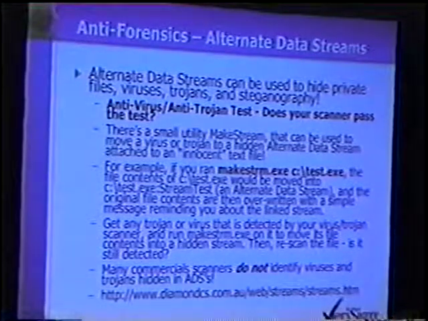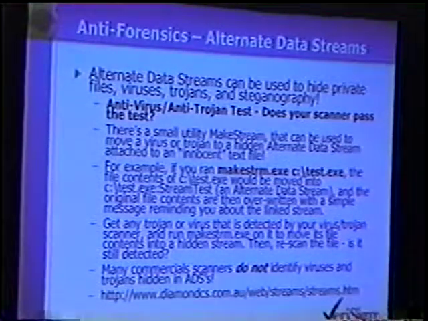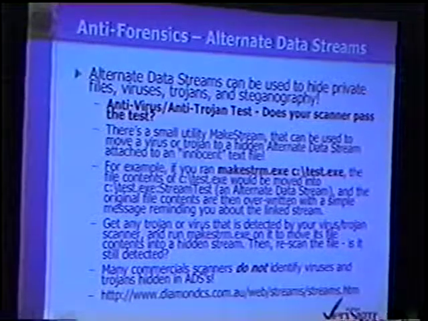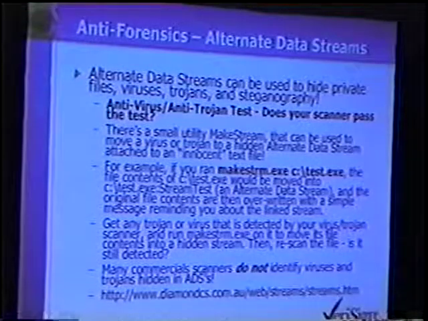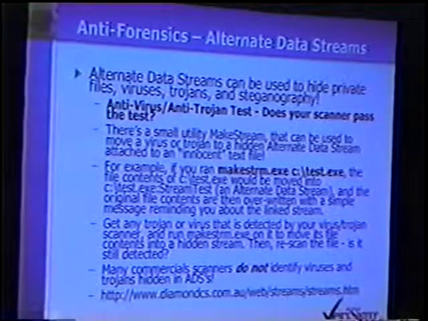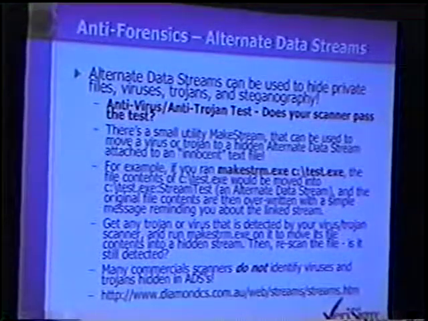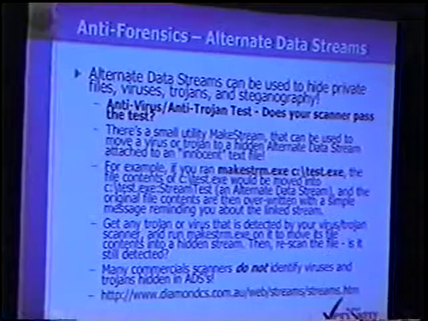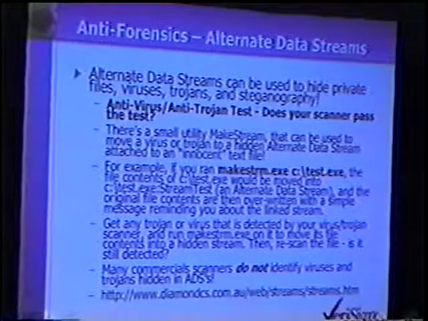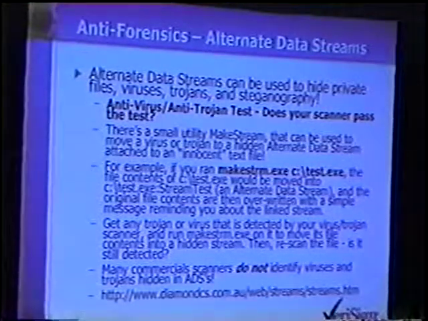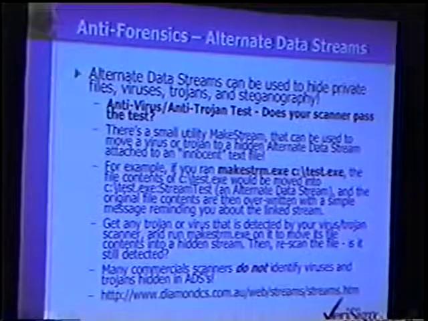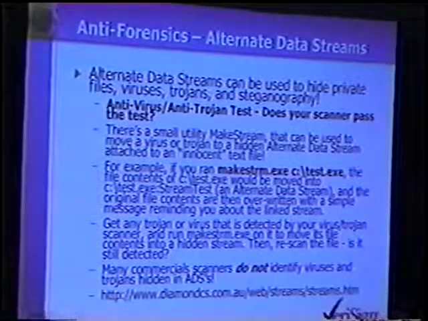So in this example, if you run that against test.exe, the file contents will be moved into test.exe stream test, which is an alternate data stream. And the original file contents are then overwritten with a simple message reminding you about the linked stream. So we can get any Trojan or virus that is detected by your virus or Trojan scanner and run this and see if your antivirus software actually detects this.